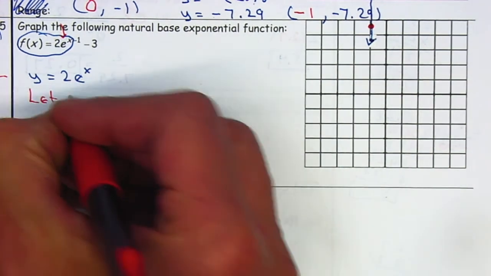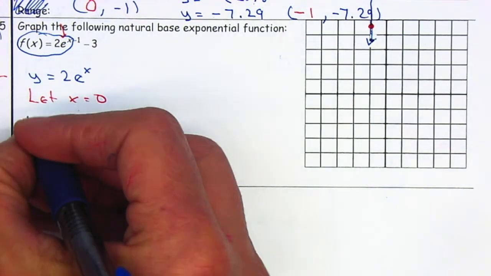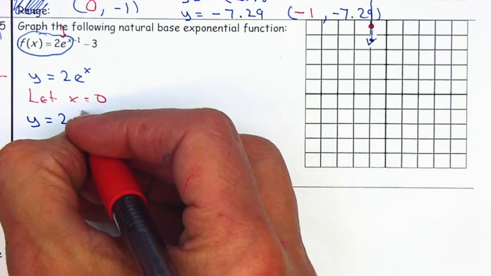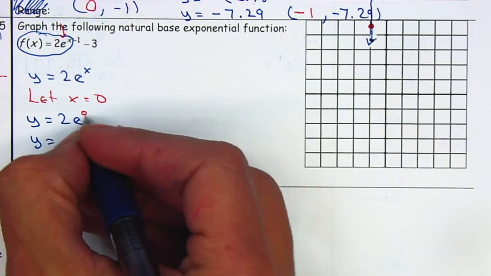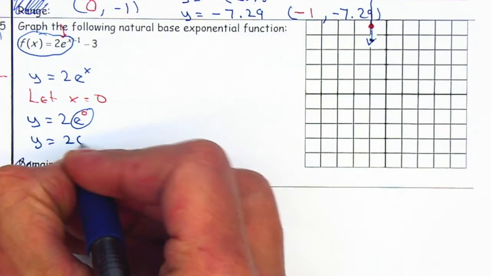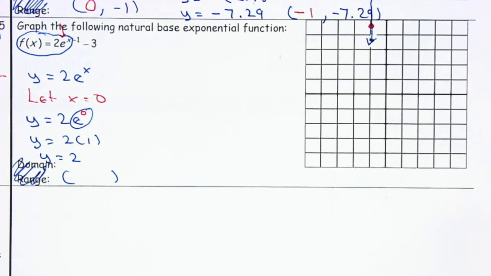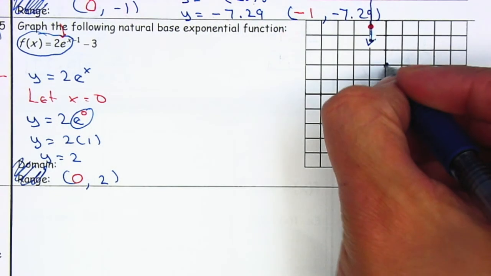I'm going to let x equal 0. That'll be y is equal to 2e to the 0 power. Remember, anything to the 0 power is just 1. So y is equal to 2. That will give me my first point. If the x is 0, my corresponding y value will be 2. So 0, 2 is over here.